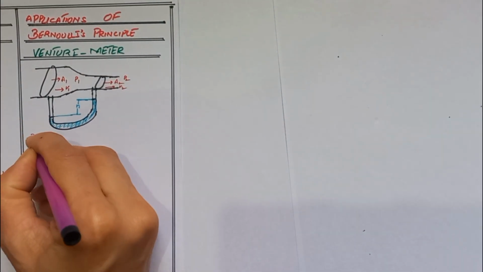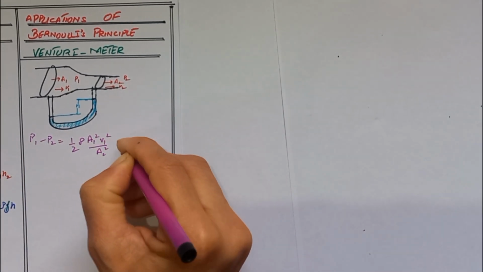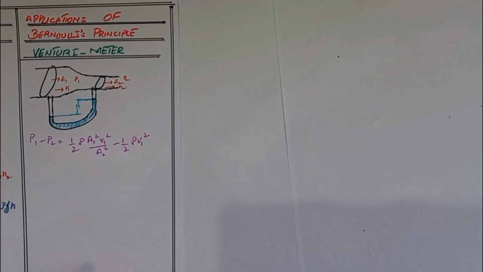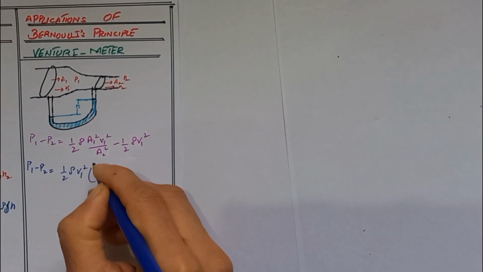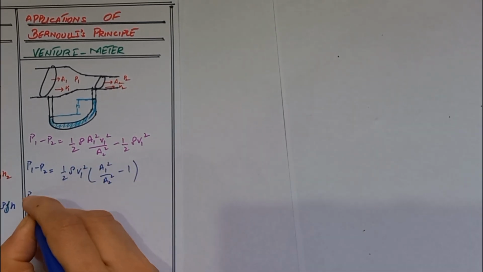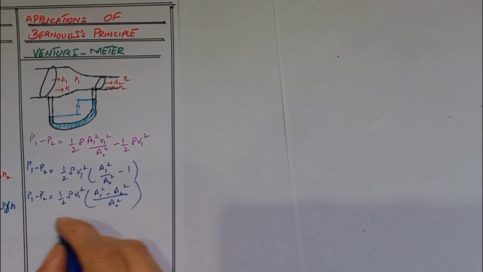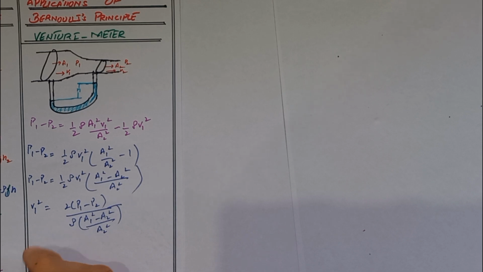Now we can write that P1 minus P2 is equal to half rho A1 square V1 square divided by A2 square minus half rho V1 square. Now we can take common half rho V1 square. So inside we get A1 square over A2 square minus 1. So this equation can be written as A1 square minus A2 square divided by A2 square. Here we can calculate V1 square equals 2 times P1 minus P2 over rho, times A2 square divided by A1 square minus A2 square.